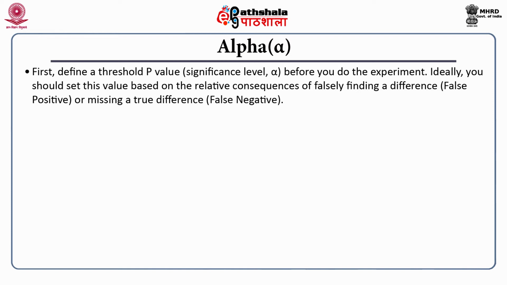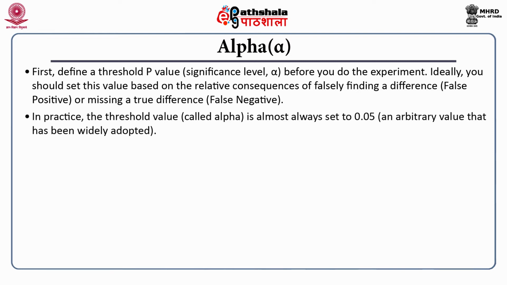First of all, I told you to define the alpha, that is the threshold p-value. We first have to define the threshold p-value, also called the significance level or alpha, before you do the experiment. Ideally, you should set this value based on the relative consequences of falsely finding a significance, that is a false positive, or missing a true significance, the false negative. So the significance level alpha is chosen based upon your tolerance for the false positive. The alpha is directly connected to the false positive. I'll explain how this connection works later. In practice, the threshold value alpha is almost always set to 0.05. In the earlier module, I explained that a 95% confidence level is used for the confidence interval.